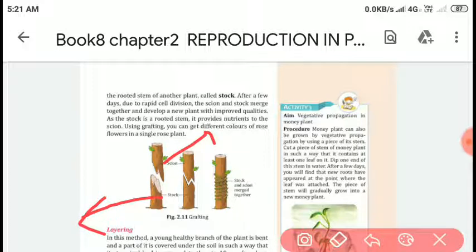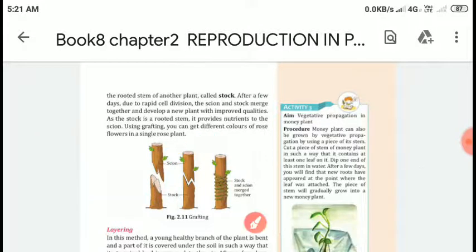After a few days, due to rapid cell division, the scion and stock merge together and develop a new plant with improved qualities. As the stock is the rooted stem, it provides nutrition to the scion. After grafting, we can get different colors of rose flowers on a single rose plant.